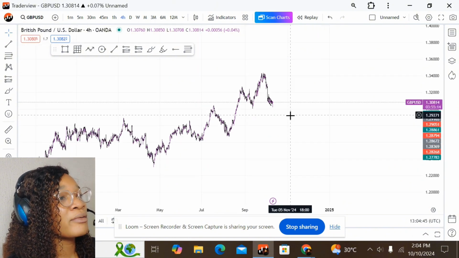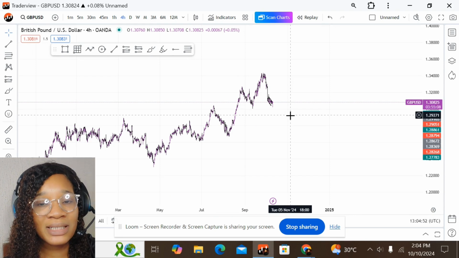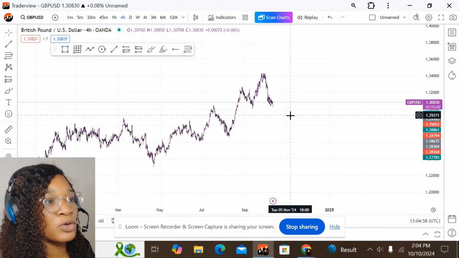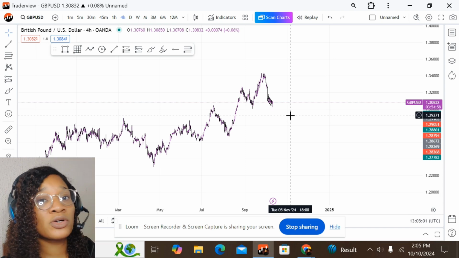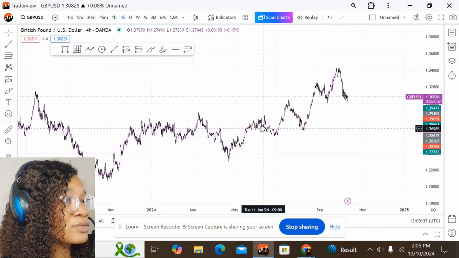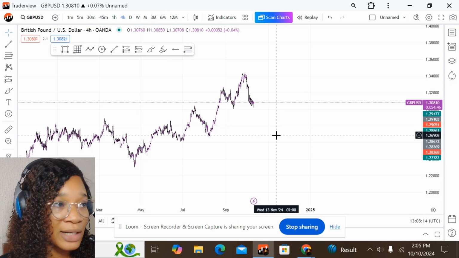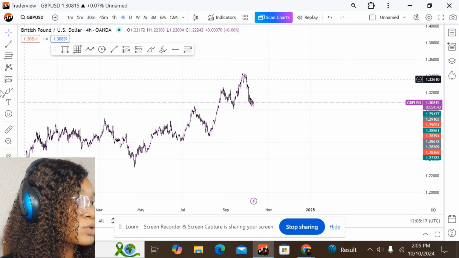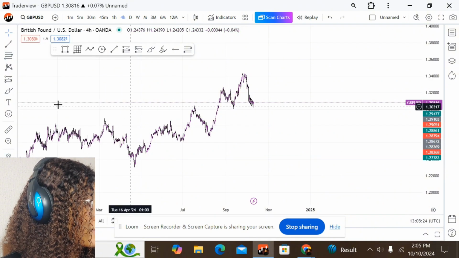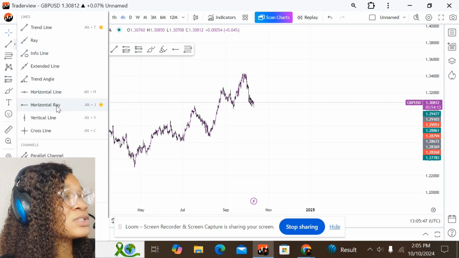Before we start marking, there's another thing that you need to understand, that your support and resistance can be marked horizontally, and it also can be marked diagonally, right? So you have horizontal support and resistance. You also have diagonal support and resistance. If you're marking out your horizontal support and resistance, you can either use the horizontal line. Let me look for it somewhere on my screen. It's somewhere here, or you use the horizontal ray.